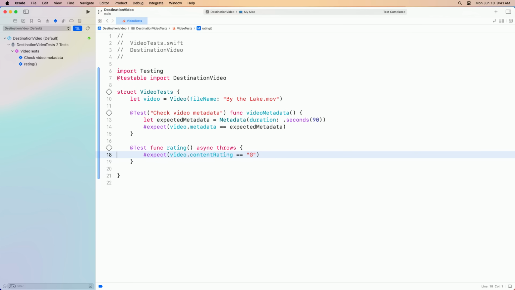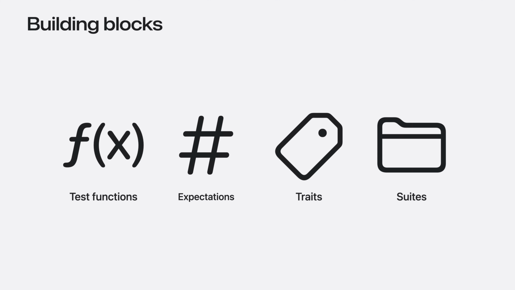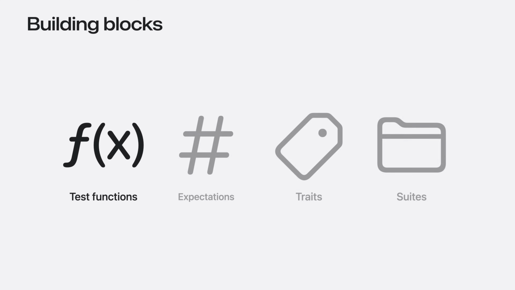Since each test function is called on a new instance of its containing suite type, each one will get its own video instance and they can never share state accidentally. So let's review the building blocks. We talked about test functions, expectations, traits, and suites. They were designed to feel right at home in Swift in several ways. Test functions integrate seamlessly with Swift concurrency by supporting async await and actor isolation.